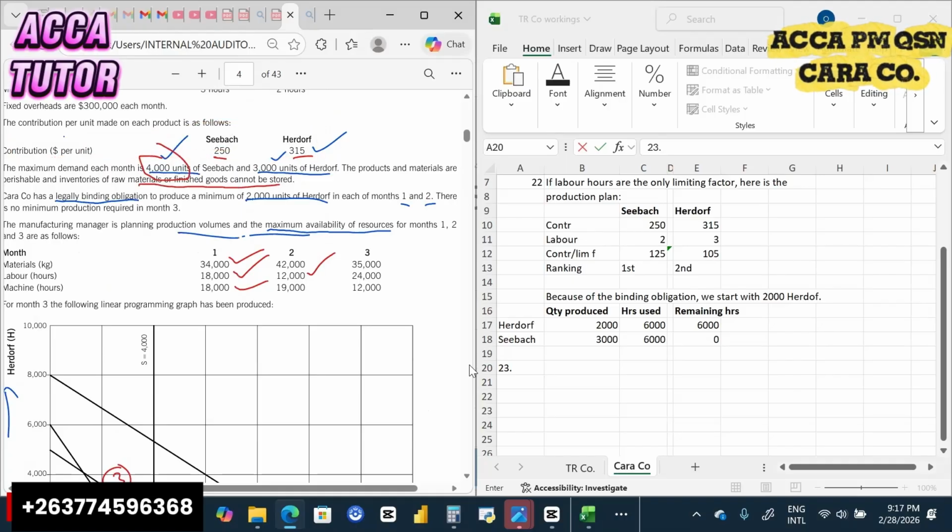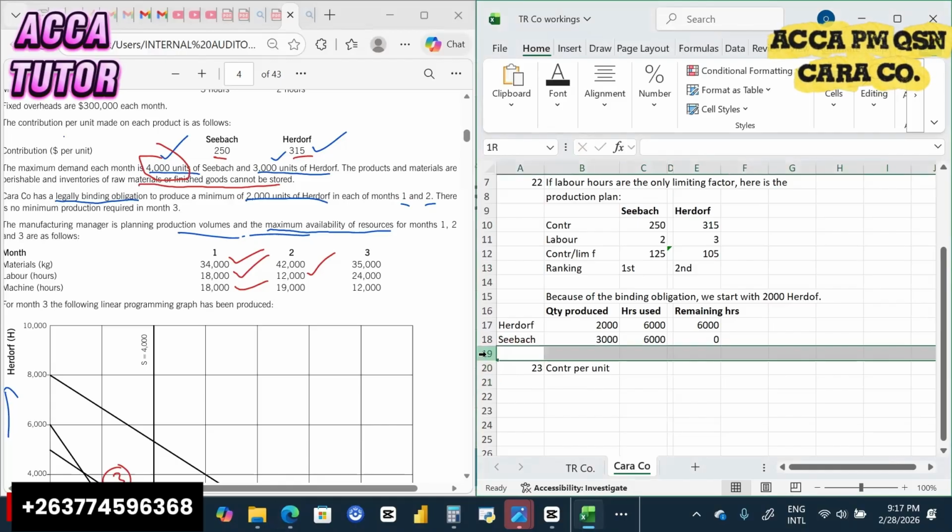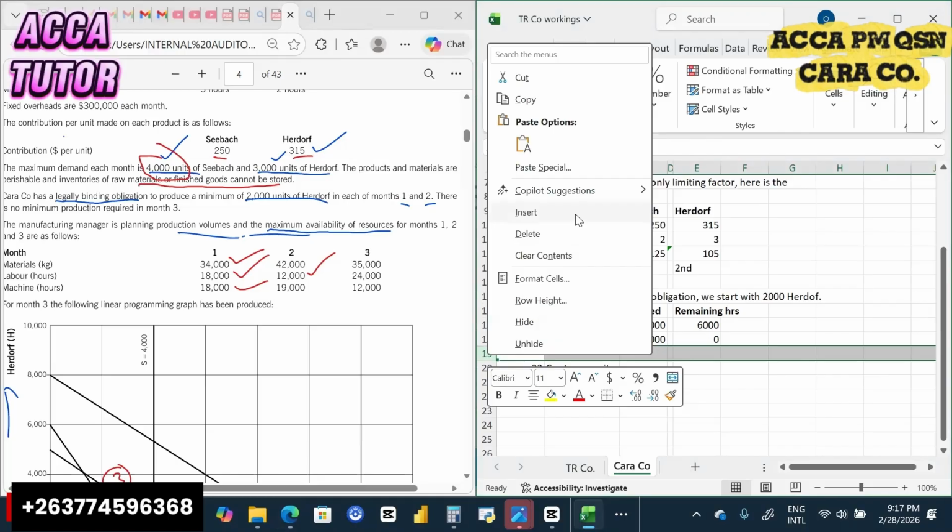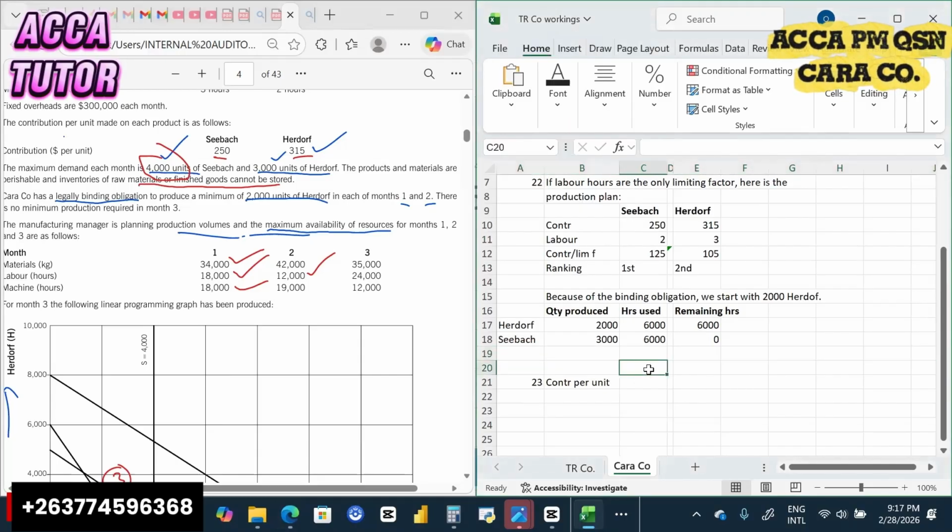So the graph is telling us. Let us do it step by step. Contribution per unit. I need some headings for the products, because if you don't put the products, somebody can be easily thrown overboard. So we have C batch and head-off. The contribution for the C batch was 250, for the head-off 315.